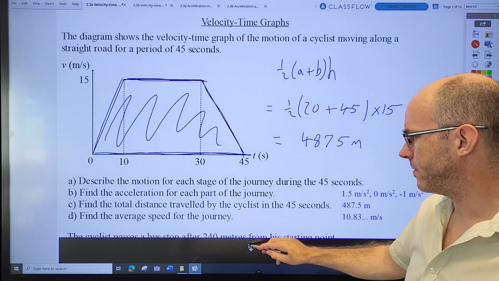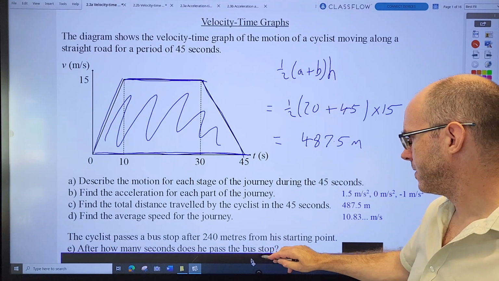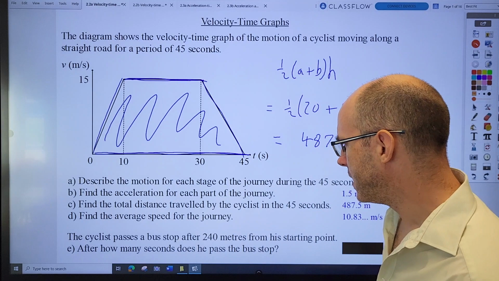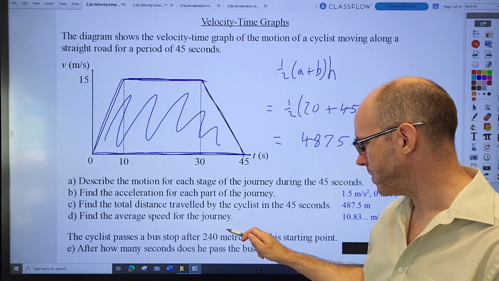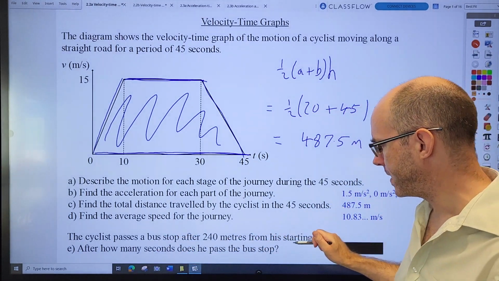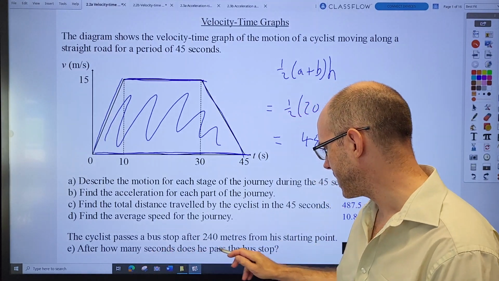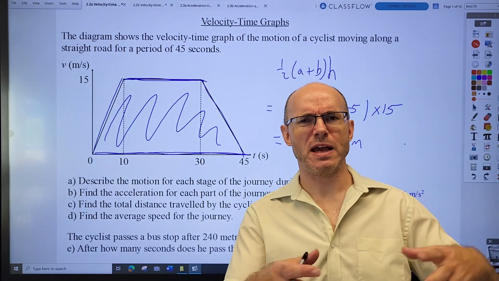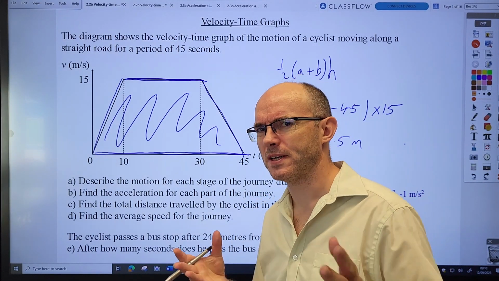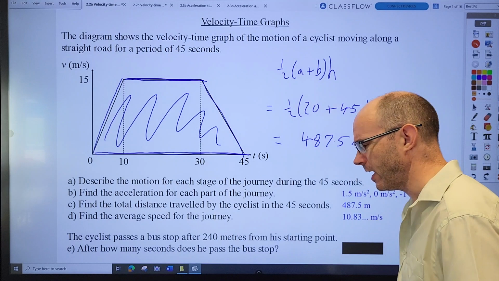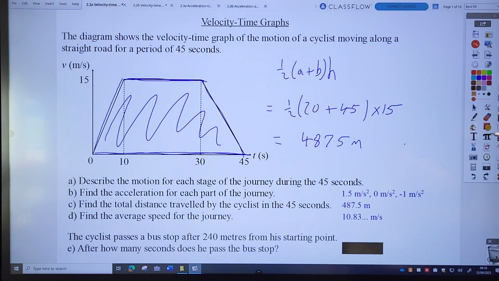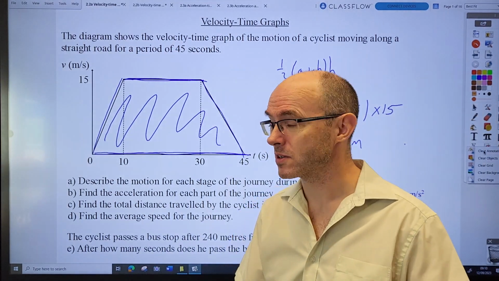And then there's another part. Here we go, last bit, a nice extra question to do. The cyclist passes a bus stop after 240 metres from his starting point. After how many seconds does he pass the bus stop? Maybe pause the video and just work it out yourself if you want, and then unpause the video and see how you get on. I don't know if you did that or not, but I'm going to go through it now. This is one of the wonders of watching these videos, because you can pause and I can just continue.